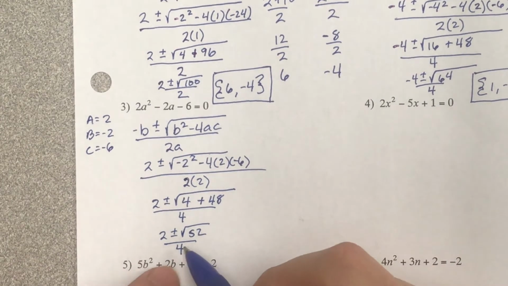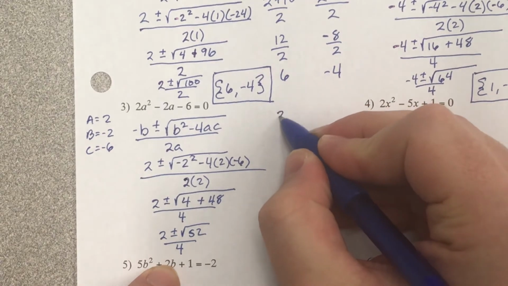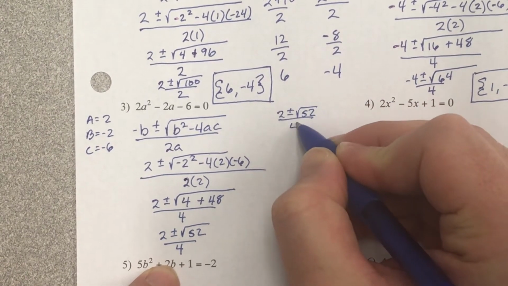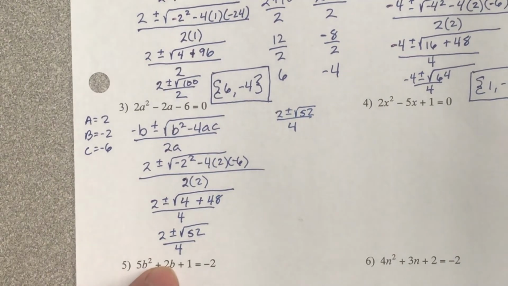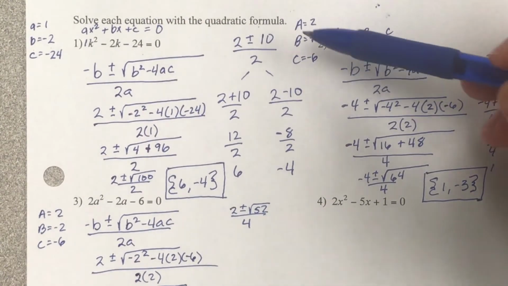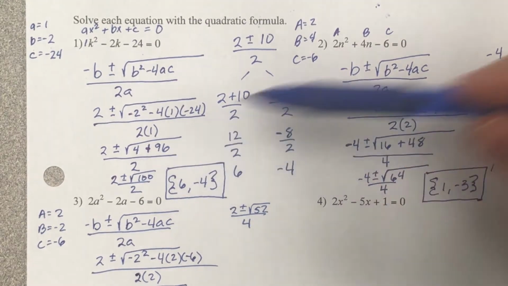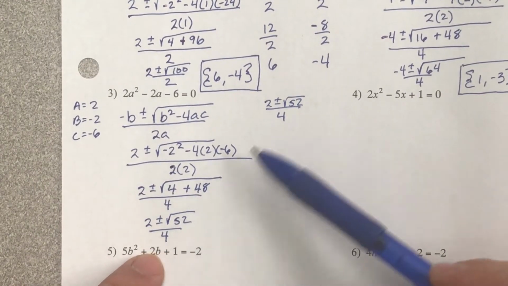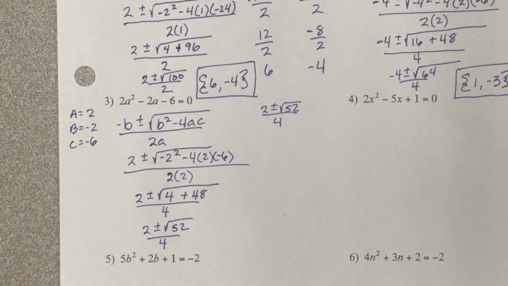Now let's move this up here, and we're going to say 2 plus or minus the square root of 52 all over 4. Now, the unique thing, notice in our other problems, we had a perfect square root of 100. We had a perfect square root of 64. But now we have a square root of 52, which is not a perfect square root. So what we need to ask ourselves is, can we simplify this any?